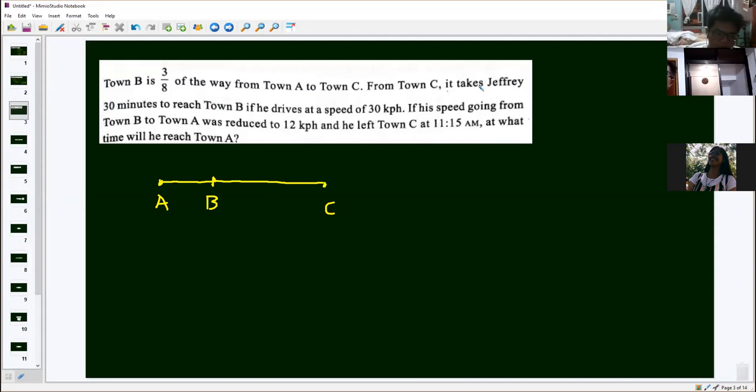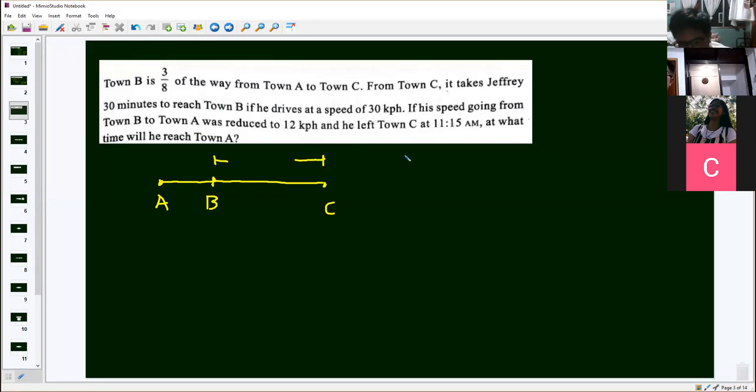Then from town C, it takes Jeffrey 30 minutes to reach town B. If he drives 30 km per hour, we can actually get the exact distance, because distance is rate times time. 30 kilometers per hour at 30 minutes, or 1/2 of an hour, that is 15. So we know this is 15. Right?